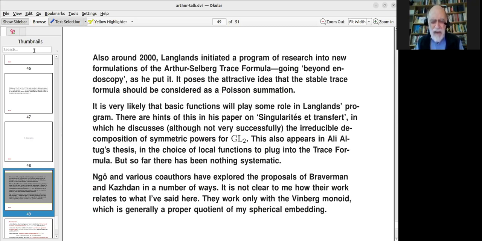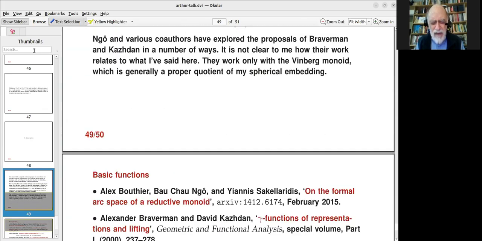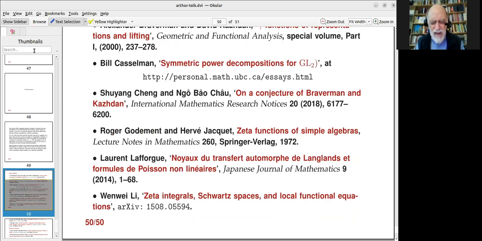I noticed that Yannis introduced the basic function in his talk. It's not quite clear to me what the relationship is between his basic functions and these basic functions. And here are some references, but I can skip over them.